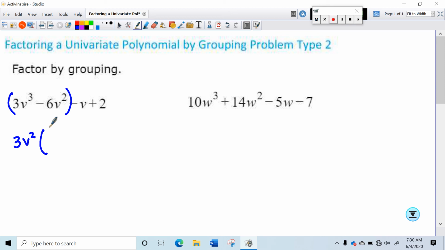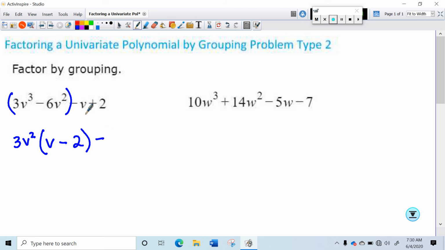Okay, now I'm going to make parentheses with what's left over. I have 3 and 3 v's. I took a 3 and 2 v's out, so that's a v left over, then a minus sign. 6 divided by 3 is 2. I have 2 v's, but I took those out. Close your parentheses. Write down the sign after your parentheses.